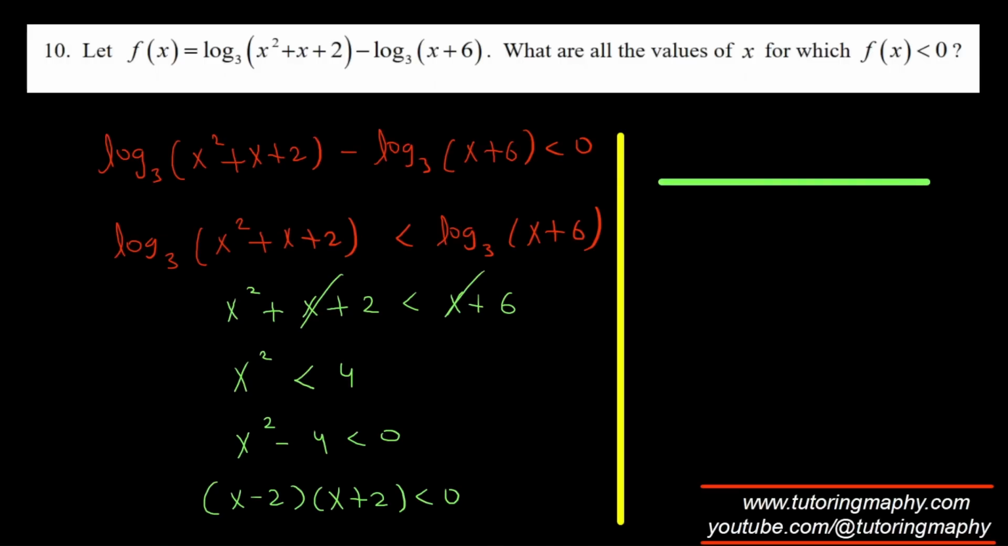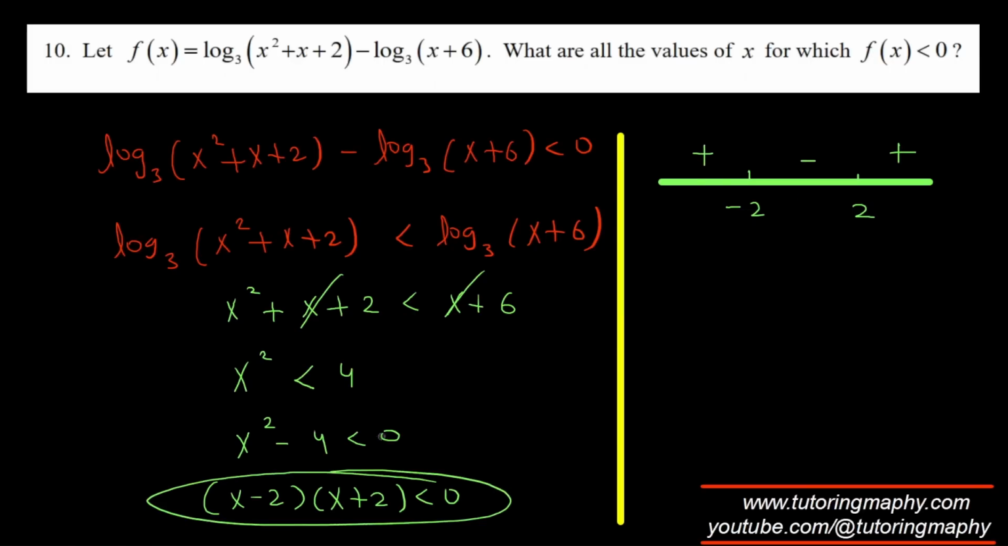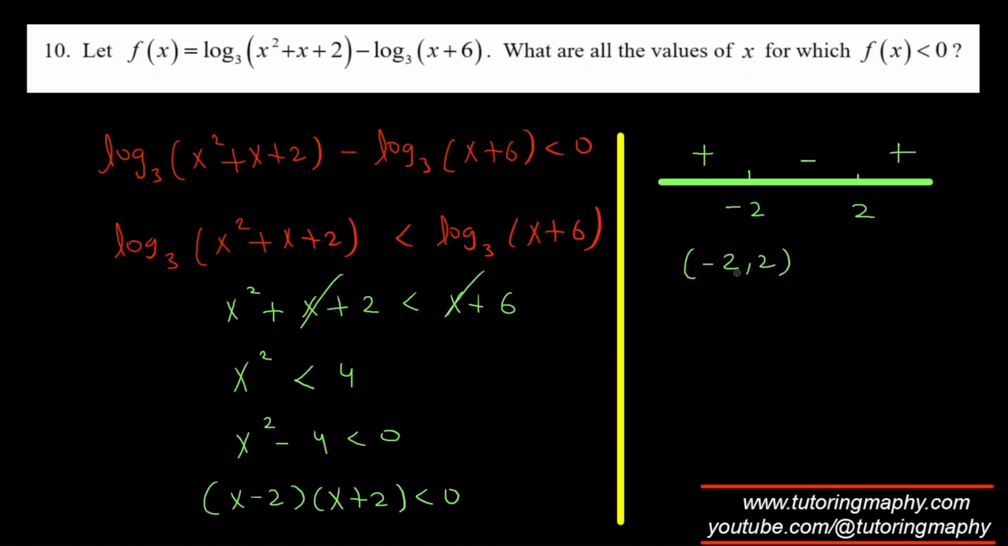This means that I will place a number line now. This is -2, this is 2. Any test number that is greater than 2, probably 100, will make this entire expression positive. Likewise, if you put 0 as the test point, it will become negative, and this is again positive. We need wherever it is negative, so our answer should be -2 to 2.